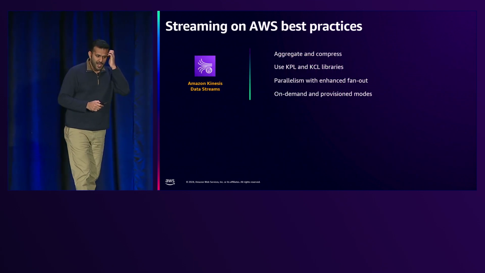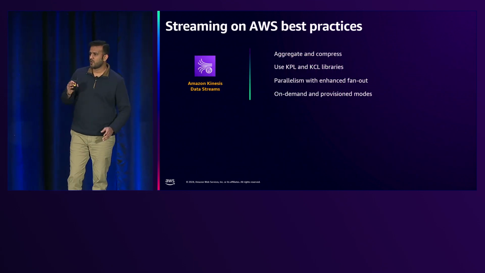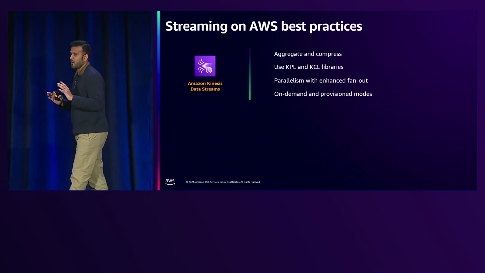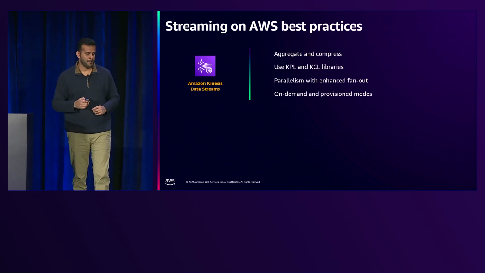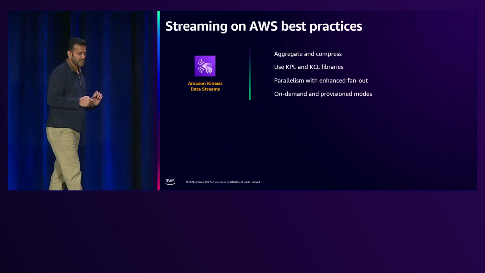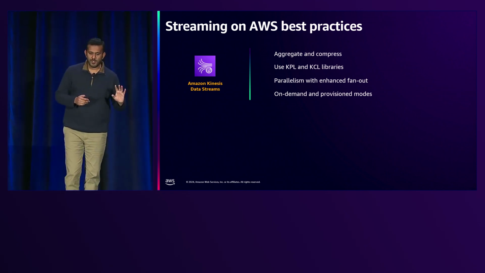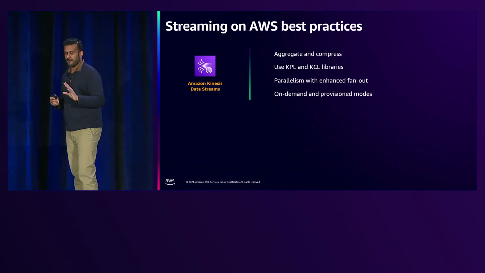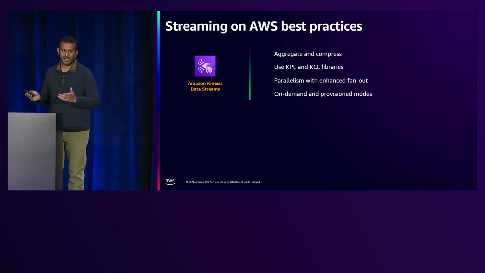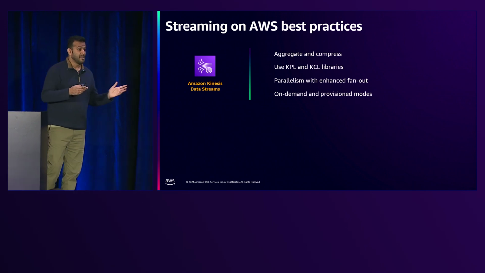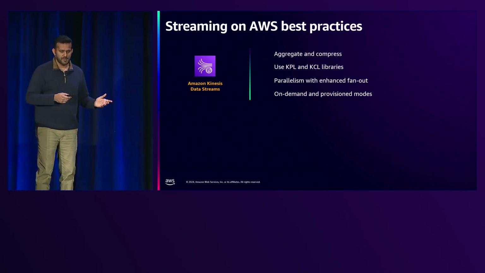All right, so now let's take a deeper look into some of these services that we talked about and talk about some of the best practices that you might want to follow when you're working with these AWS services. We'll start with streaming and Amazon Kinesis Data Streams. So Amazon Kinesis Data Streams is a serverless solution which can be used to stream gigabytes of data in seconds. And it's a serverless service, right? So you're only paying for what you use.